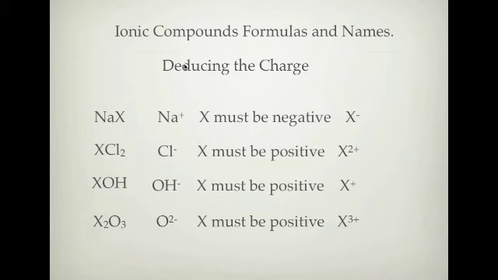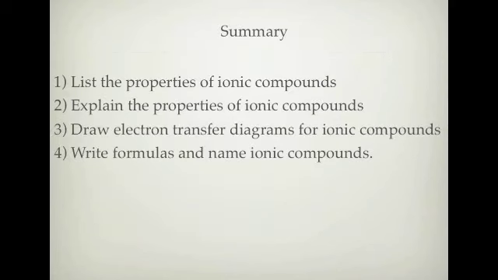Hopefully that makes a bit of sense to you, how we can find the charge of an unknown ion by looking at what must balance out in our compounds. Now, a bit of a summary of what you should be able to do for ionic compounds. List the properties of ionic compounds. Simply state what they are. You should be able to explain the properties of ionic compounds, so explain why ionic compounds have the properties you've listed there. You should explain them in terms of the ionic bonding model from part 1 of this video. You should be able to draw electron transfer diagrams for ionic compounds, also explained in part 1 of the video.